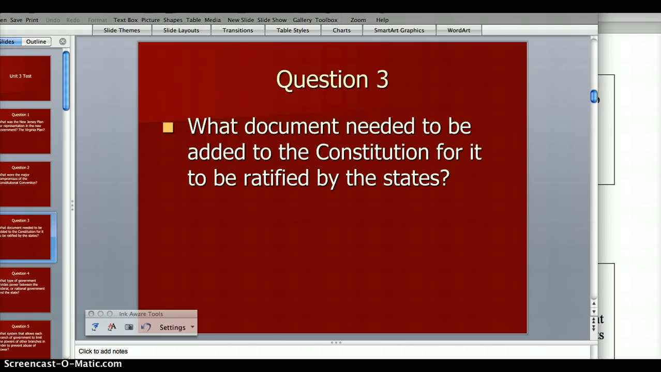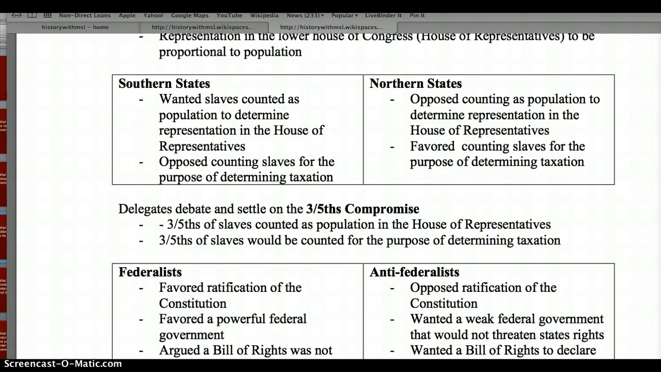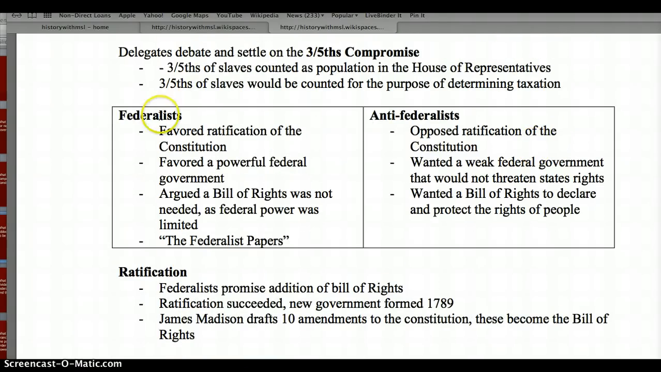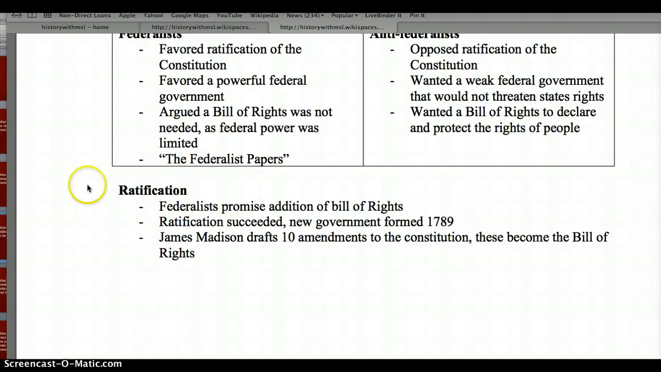So question 3, what document needed to be added to the Constitution for it to be ratified by the states? Okay, let's turn to that chart. So we have the Federalists and the Anti-Federalists arguing over should the Constitution be ratified or not. And the Anti-Federalists wanted a Bill of Rights, whereas the Federalists didn't. So in order to get ratification of the Constitution, we add in the Bill of Rights.